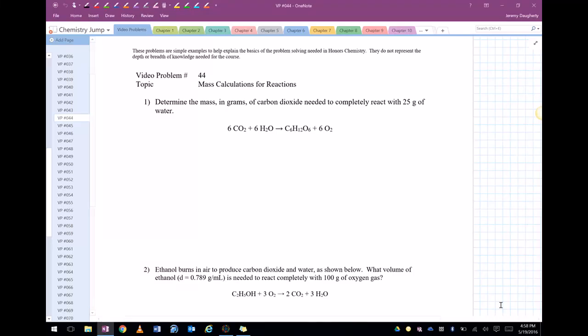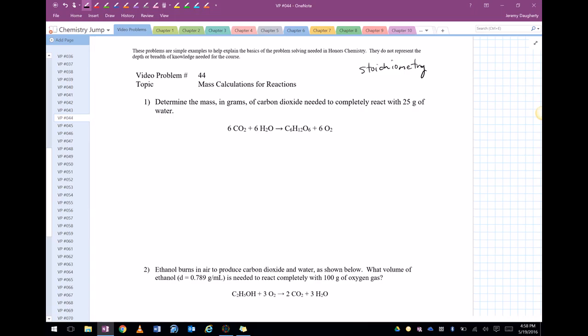Video problem number 44, mass calculations for reactions. This is going to be very similar to video problem number 43. It just looks at a couple different things, but it's all the same process. So if you're cool with 43, you might want to put this on super speed, because you're going to see a lot of the same ideas.